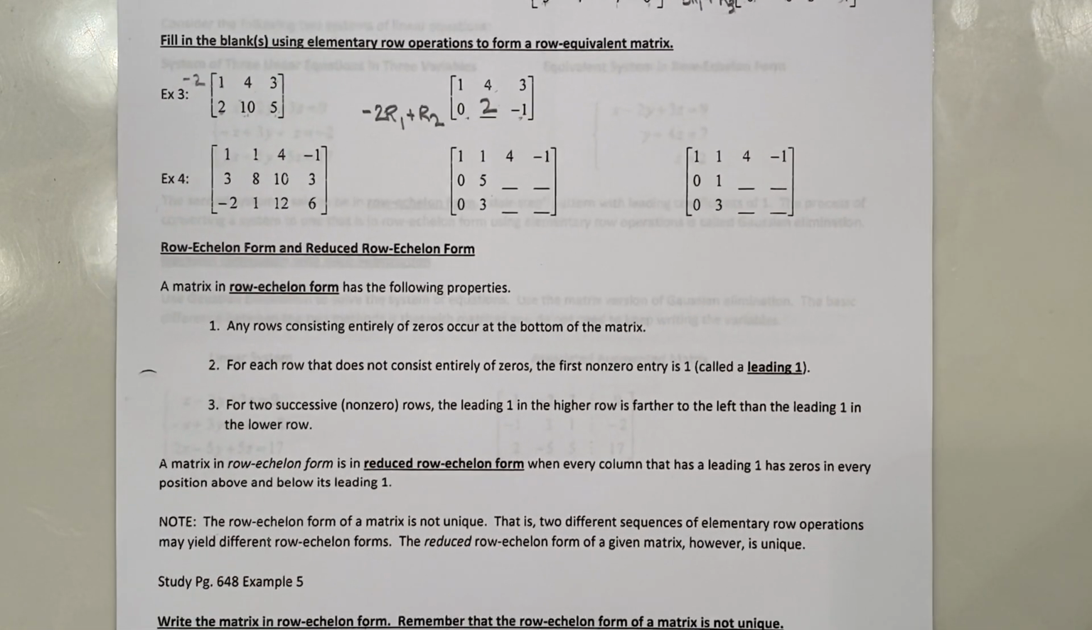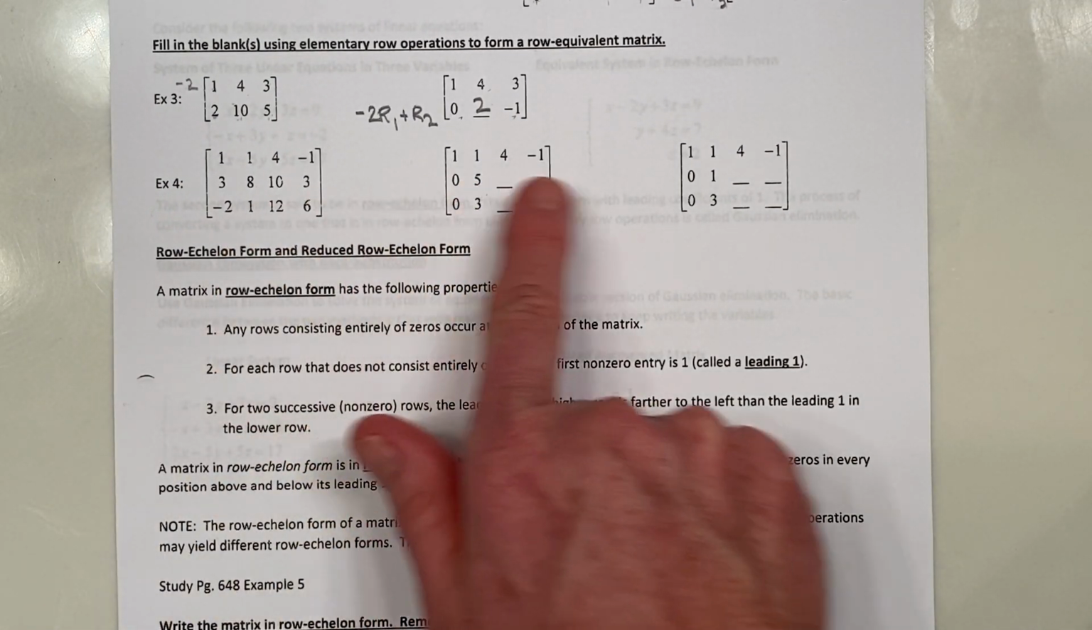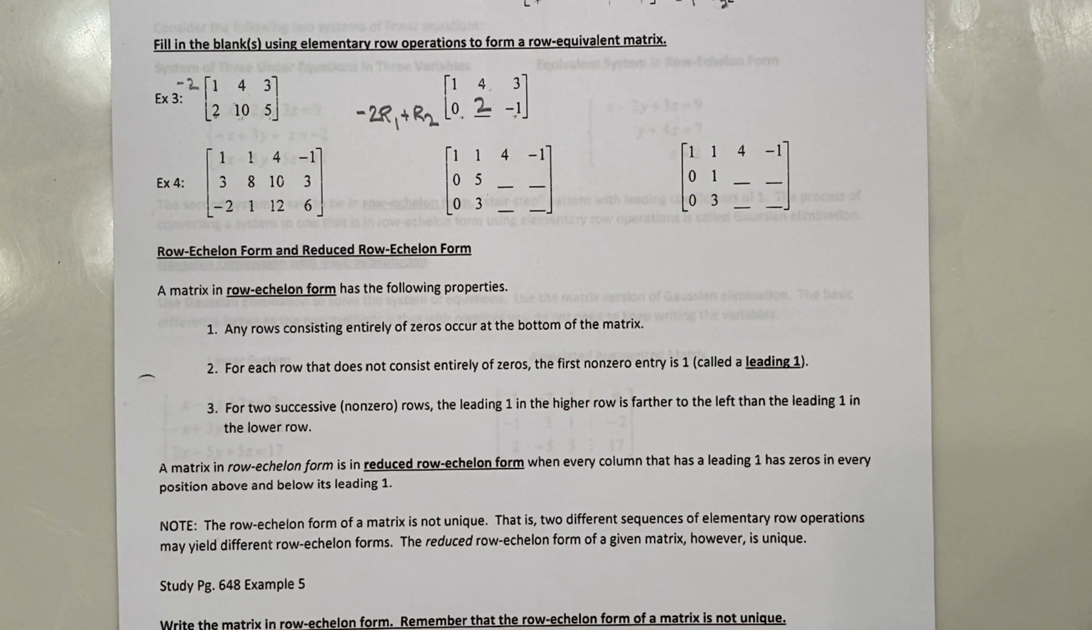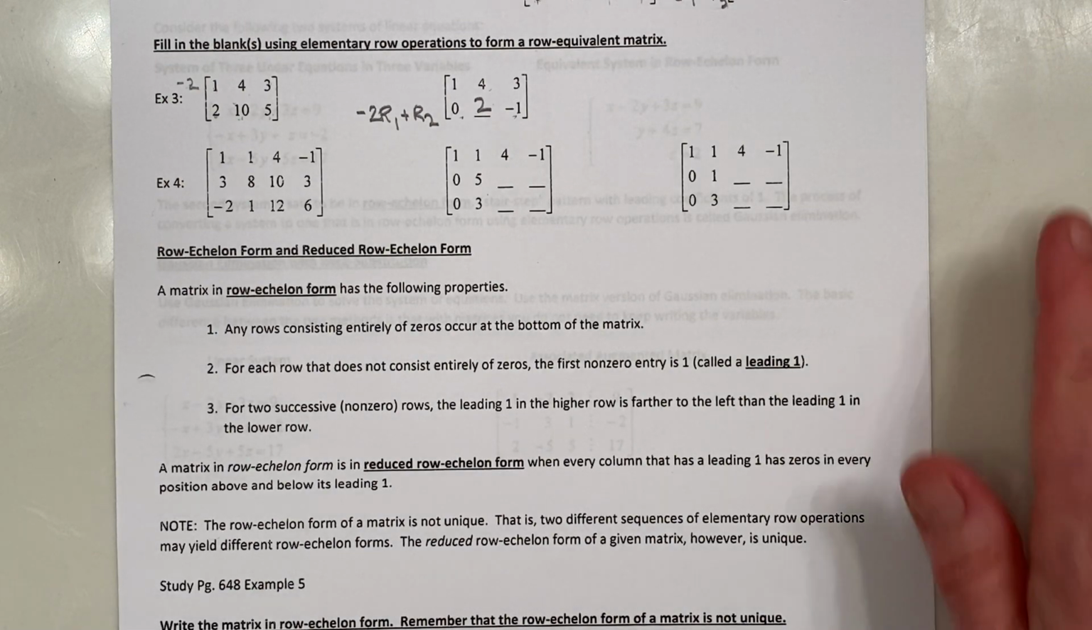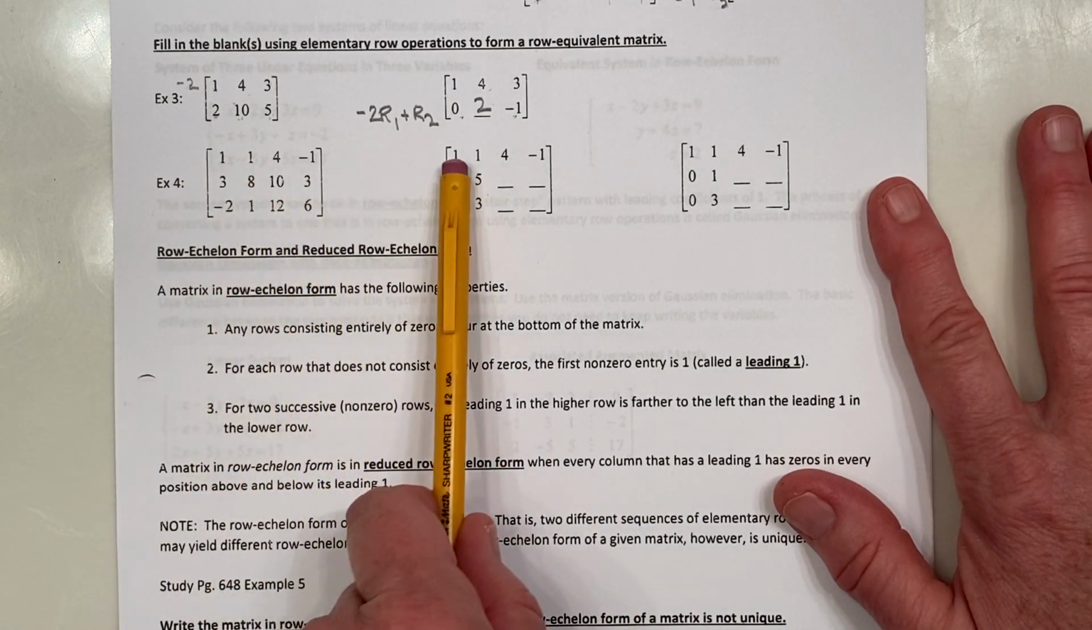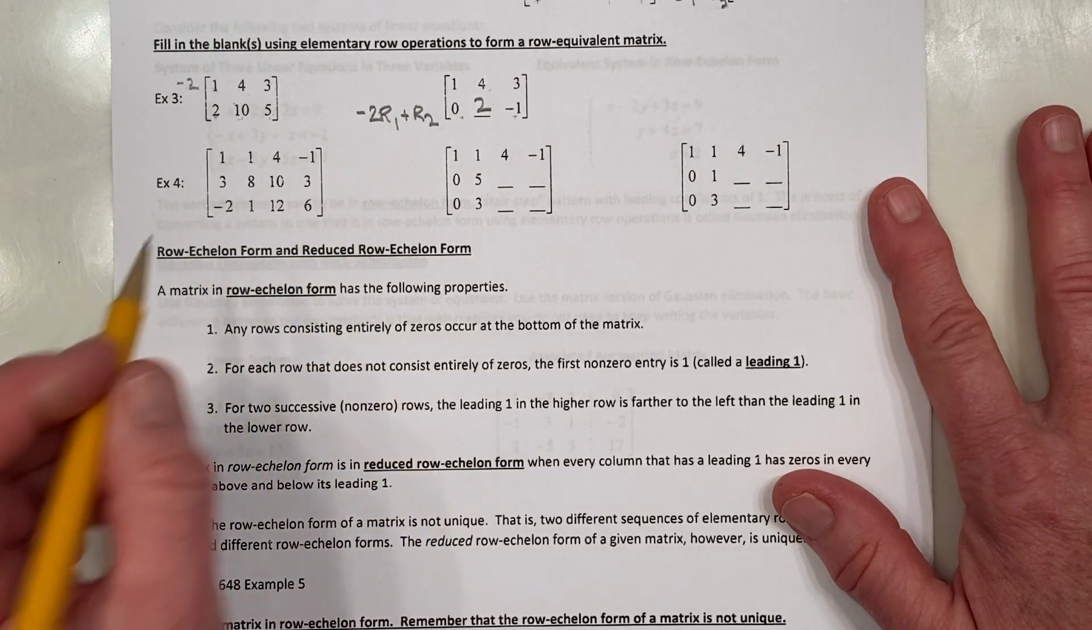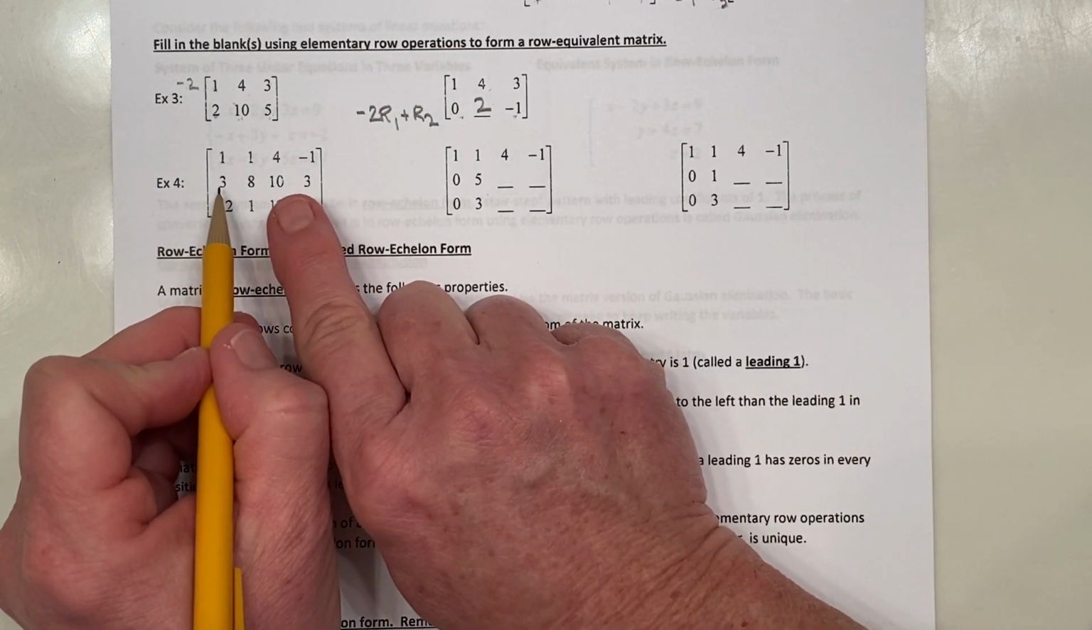All right, let's look at example 4. And actually, we have a couple of changes here. So if you want to attempt this on your own, I would just encourage you to turn off the video, attempt it, and then come back and check your work. Row 1 stays the same all throughout. So I'm going to focus on row 2.